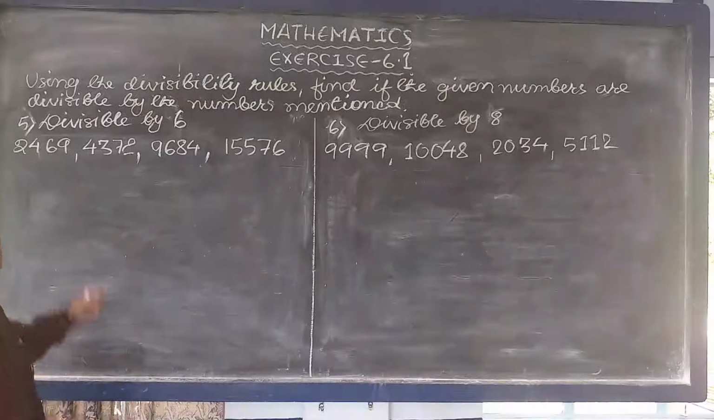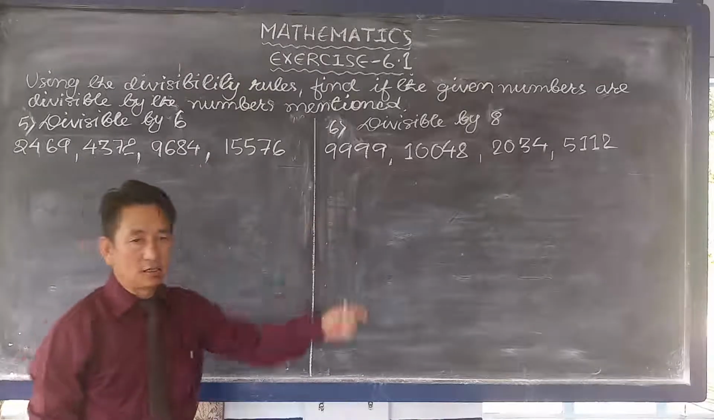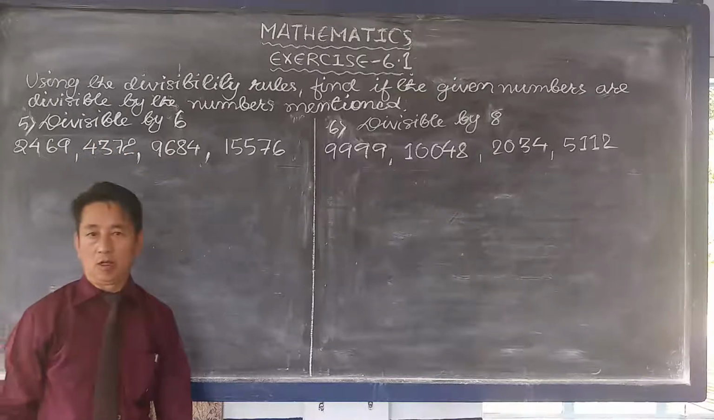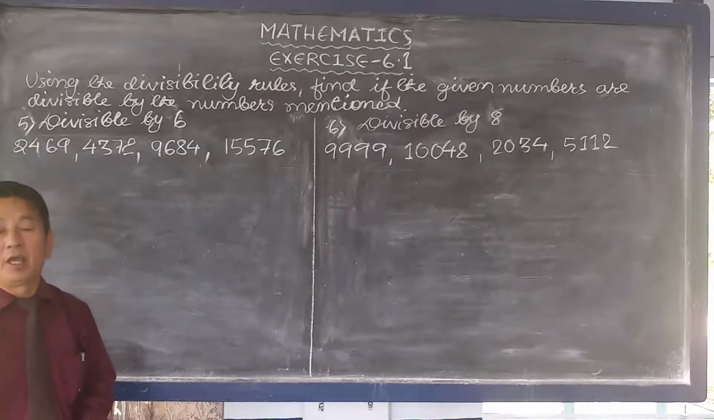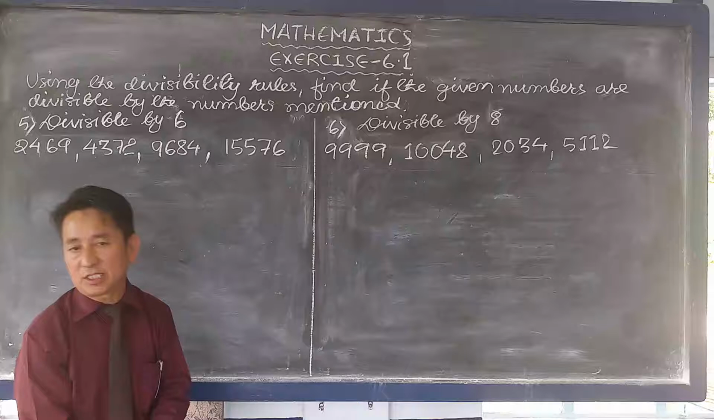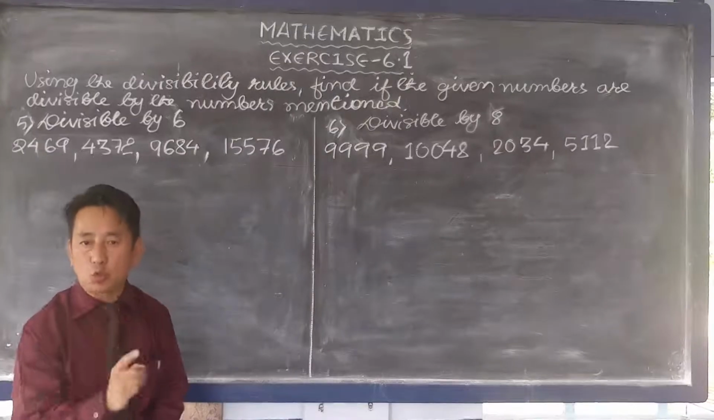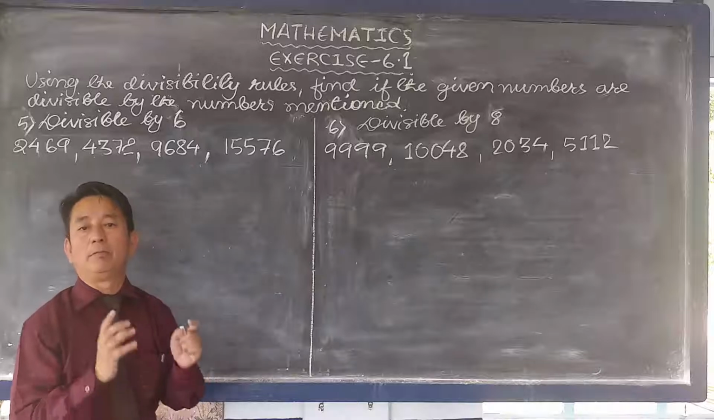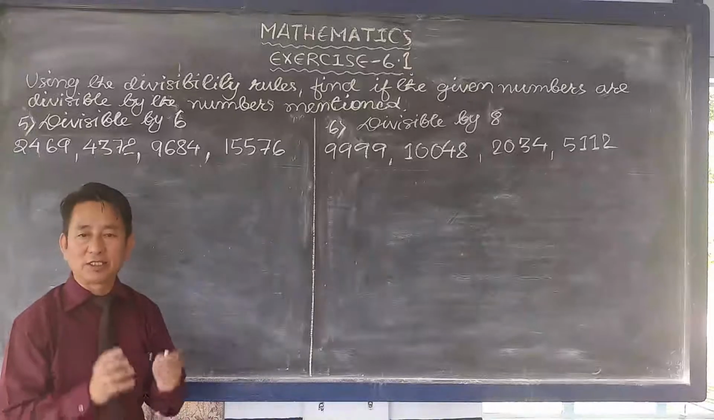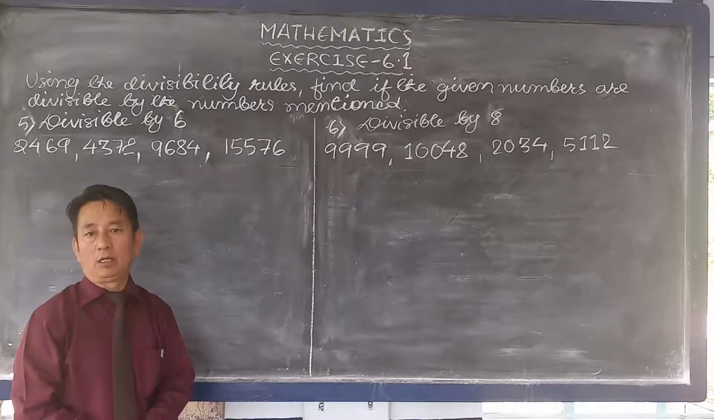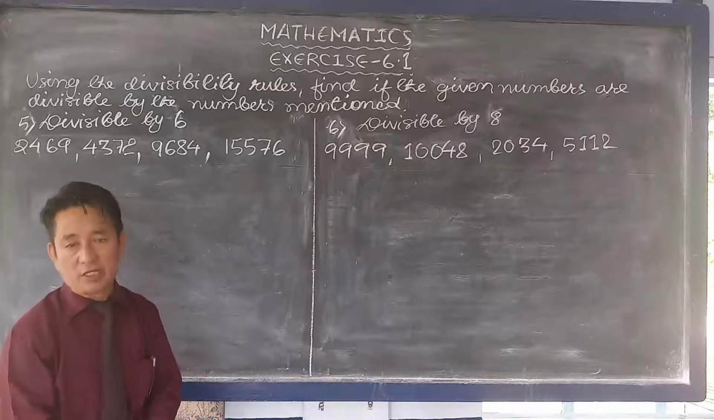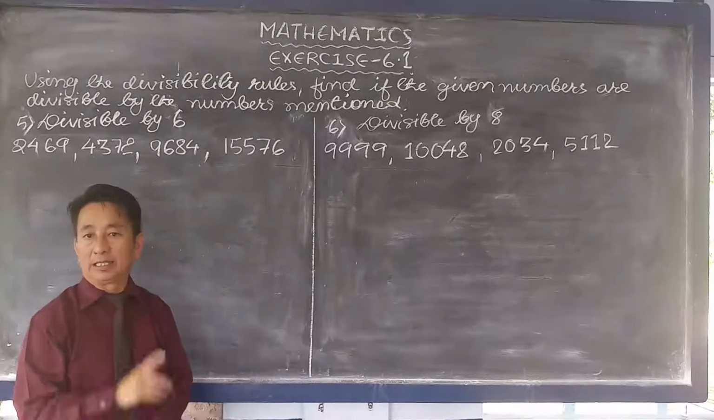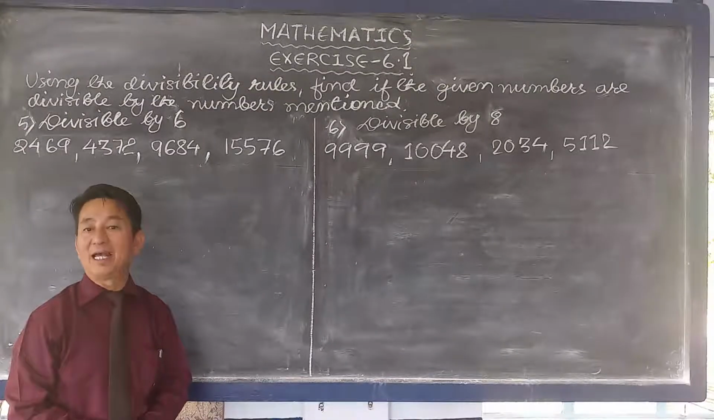Now here we have question number 5 and 6. Question number 5, divisible by 6. Suppose if the number is divisible by both 2 and 3, that number is divisible by 6. Once again I repeat here, if the number is divisible by both 2 and 3, that number is divisible by 6.